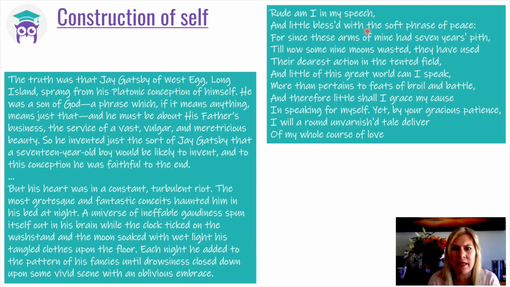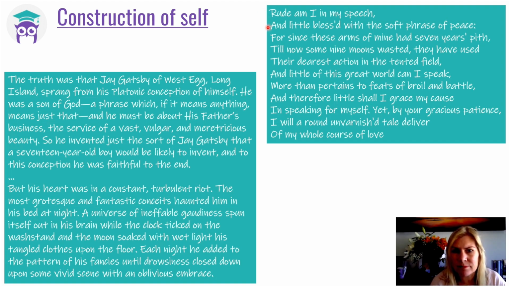And then he says here, "Rude am I in my speech, and little blessed with the soft phrase of peace." So he apologizes for his lack of eloquence here, ironically, whilst being excessively eloquent and crafted. Shakespeare uses hyperbaton here, which is an inversion of the syntax, to place the focus on the adjective rude, which is, again, Othello being self-deprecating, presenting himself as lower.